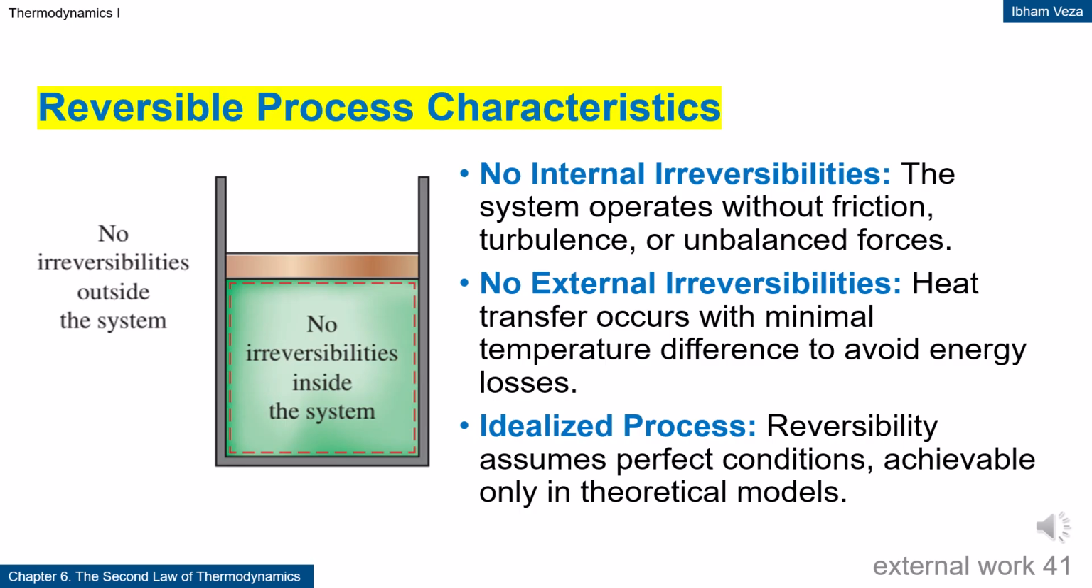Reversible process characteristics. A reversible process requires the absence of friction, turbulence, or unbalanced forces inside the system. Heat transfer must occur with an infinitesimal temperature difference. All of this is intended to prevent entropy generation. Such conditions can only be approached but never truly achieved in the real world. However, this concept is very important as an ideal reference.